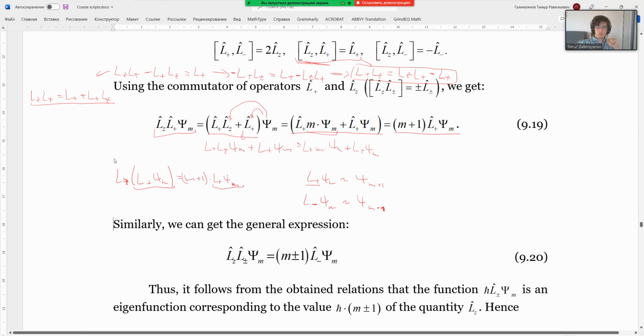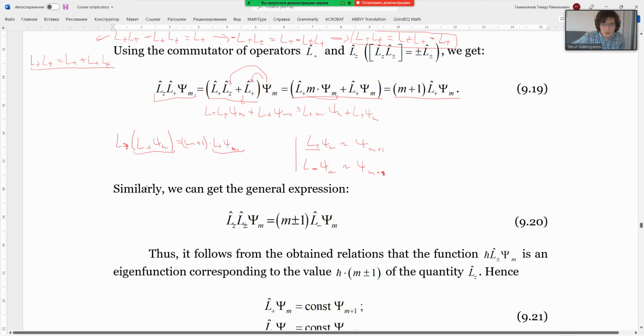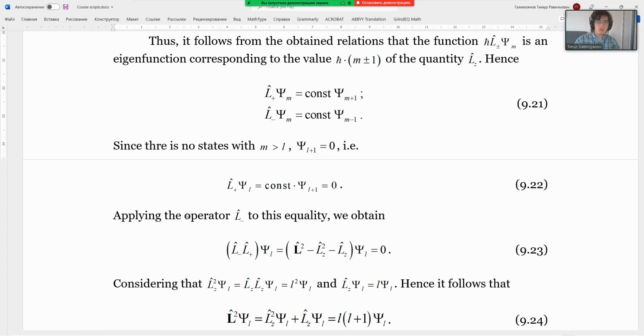So I hope it is clear. So that is our relationship.